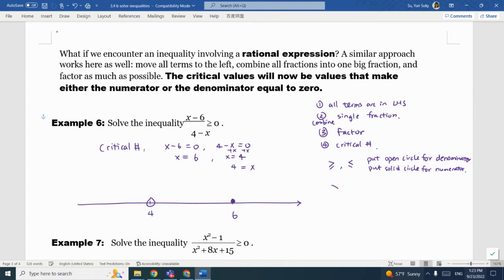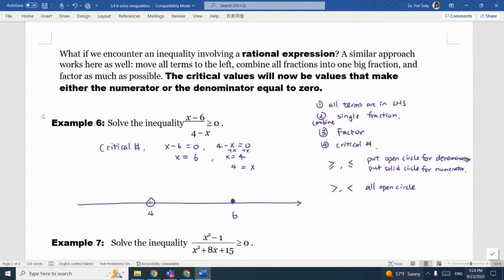If you see greater than or less than, put open circles for all. So that's easy. All the critical numbers are open circles. It's just when you have greater than or equal or less than or equal that you have to look at the other factors in the numerator or denominator. Is that okay, everybody?